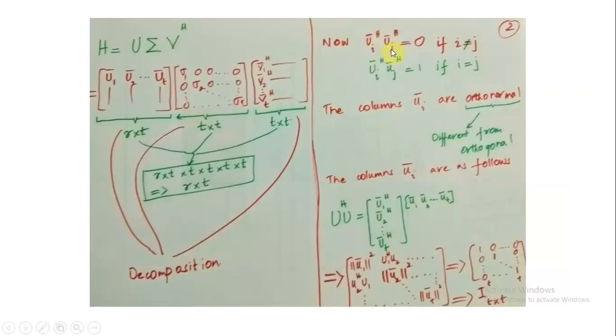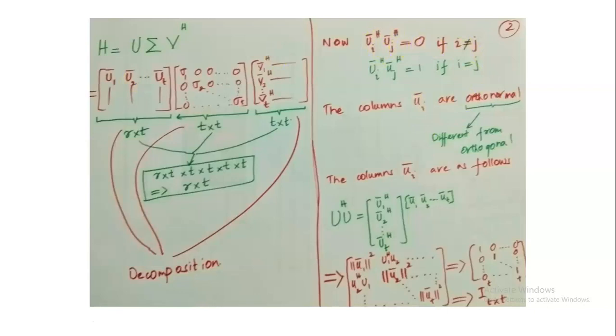Orthogonal and orthonormal properties are similar, but orthonormal has one separate property: if you multiply Ui Hermitian with Uj, that would be equal to 1 if i is equal to j. That means if you multiply the vector by itself after taking the Hermitian, the answer would be equal to 1. And this is the orthogonal property, that if different columns of this matrix are multiplied with each other in this fashion, the result would be equal to 0. So all orthonormal vectors are orthogonal also.